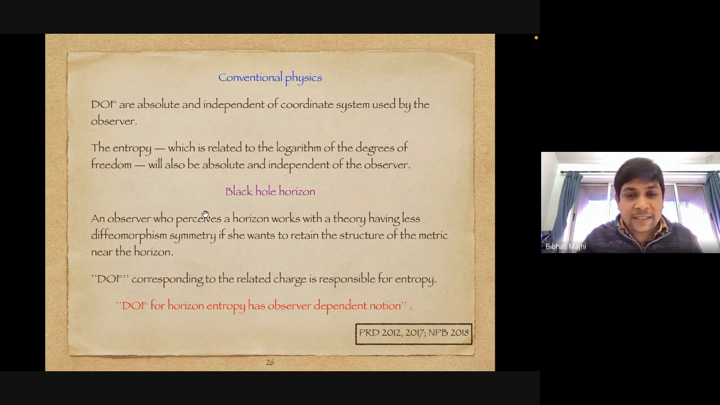But in the black hole case, we just saw that if this is the black hole horizon entropy, then there is some particular observer who can see this entropy. And that particular observer will say that these particular diffeomorphism vectors are related to the entropy, and this particular Q naught is related to the entropy. So you are actually taking a subset of all the allowed diffeomorphisms for our theory by this particular observer, which can assign this entropy by this particular calculation. Therefore, if the degrees of freedom are associated with or can be extracted from this Q naught, this would have some observer dependence. So in this case, the diffeomorphism degrees of freedom of the horizon entropy can be observer dependent.